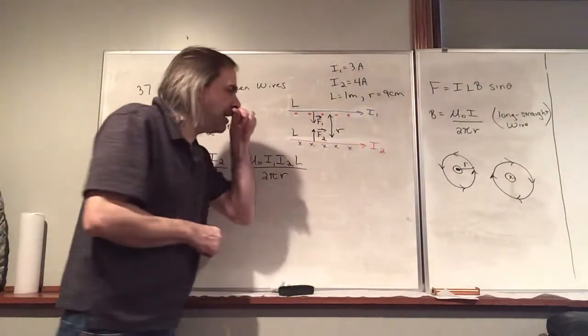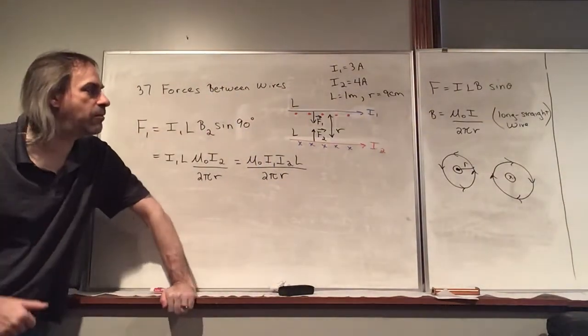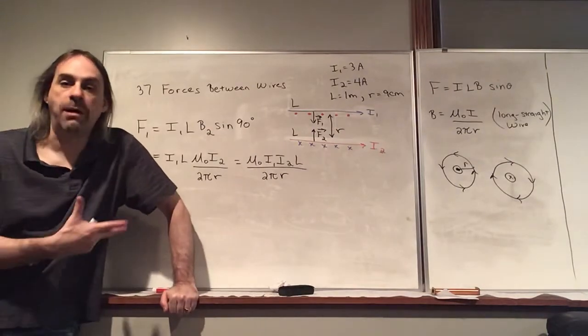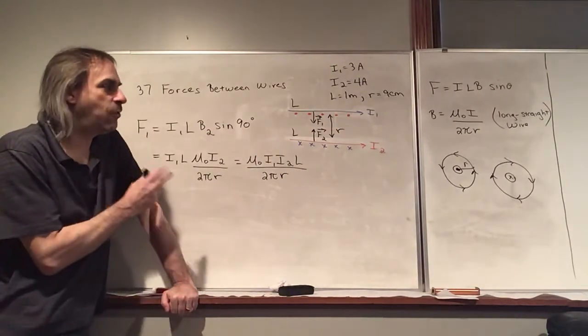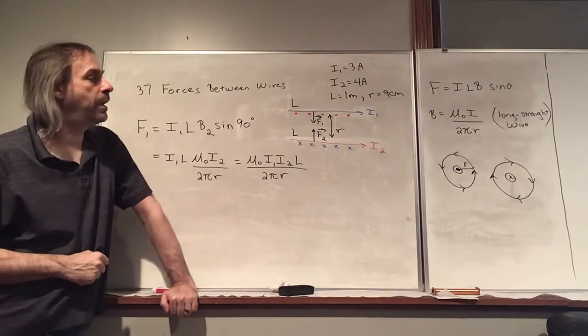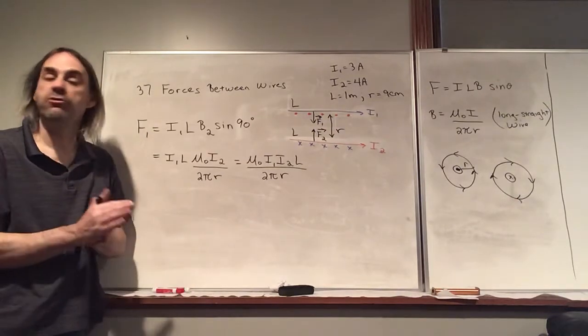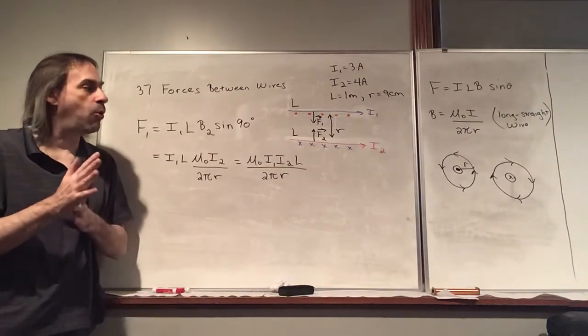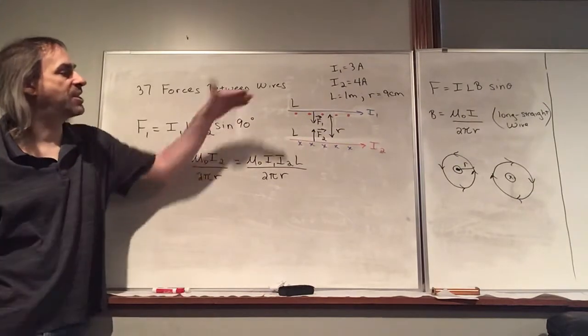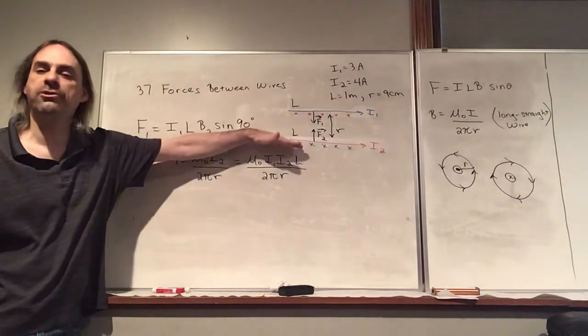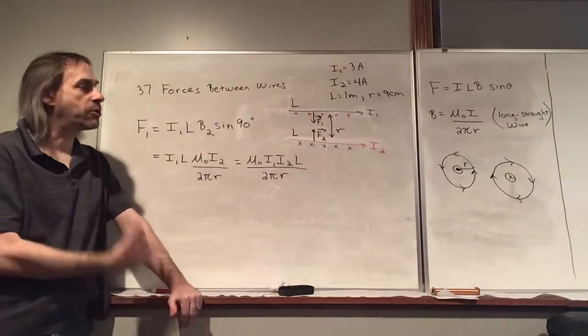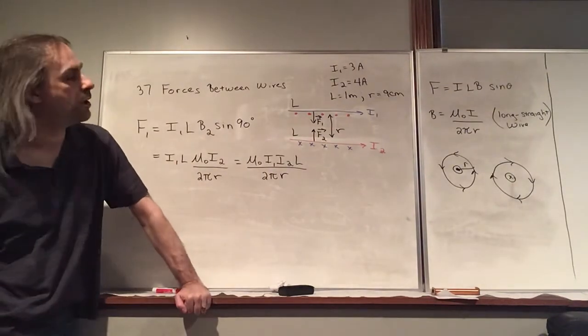Now, again, it's kind of just putting together a bunch of concepts that we've learned about already. But again, there's a lot that actually goes on in just finding the force between two wires. We have to use both right-hand rules. We have to use the second right-hand rule to find the direction of the magnetic field, and then the first right-hand rule to find the direction of the force.